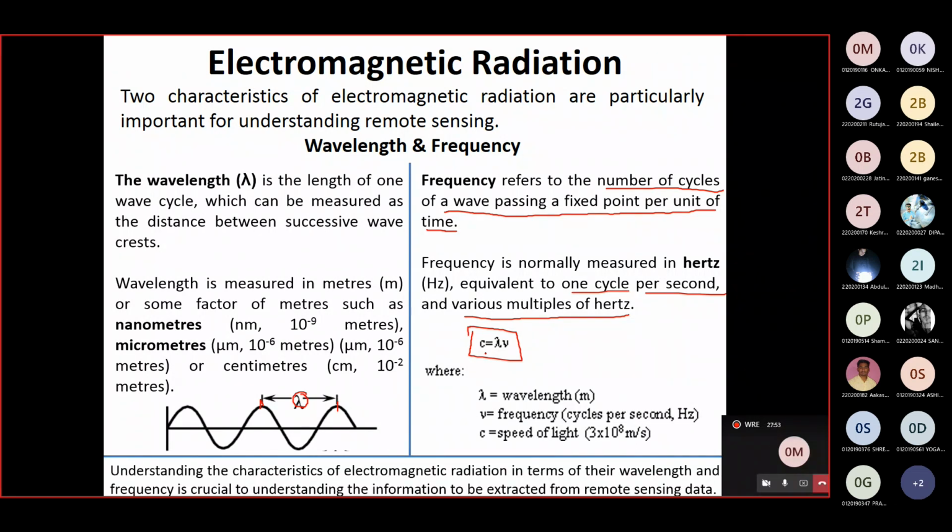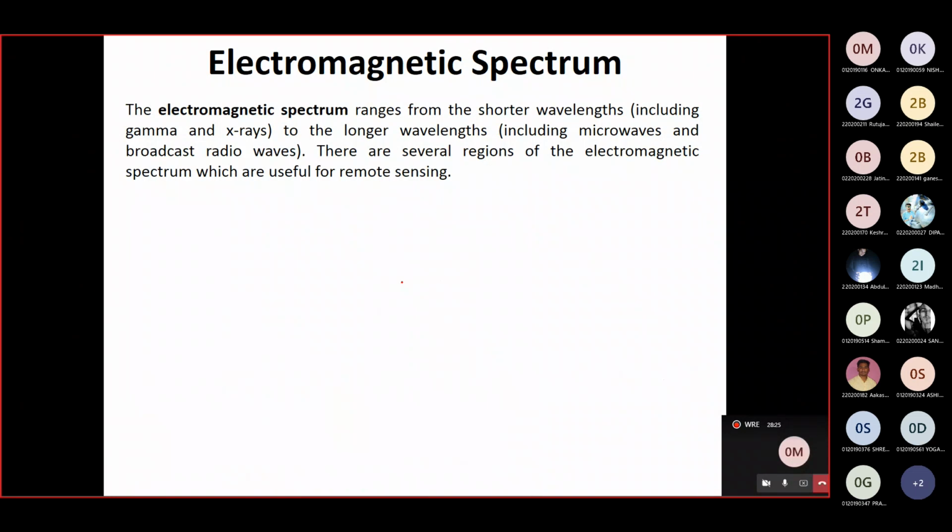These two inversely related parameters are very important. Understanding the characteristics of electromagnetic radiation in terms of wavelength and frequency is crucial for understanding the information useful for extracting information from remotely sensed data. Okay, so this is all about electromagnetic radiation.